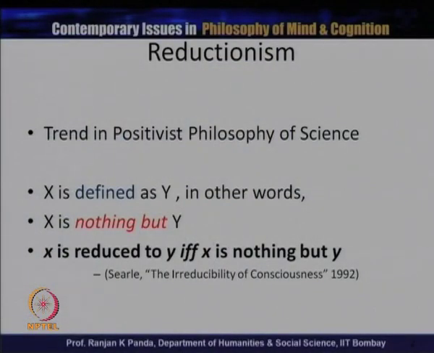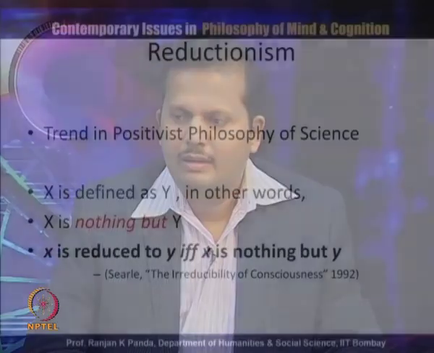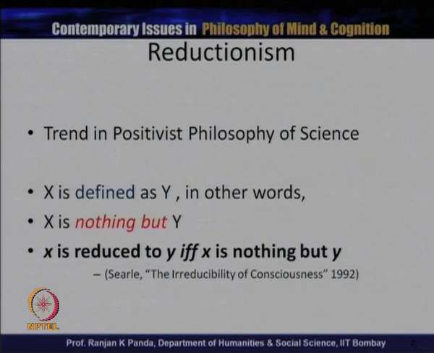Now, what is reduction? Searle, in his paper The Irreducibility of Consciousness, which figures in The Rediscovery of Mind, published in 1992, and which is also part of John Heil's edited book Philosophy of Mind: A Guide and Anthology, published in 2004, argues that consciousness is irreducible. But whenever this term reduction has been used in the studies of consciousness, what do we generally mean? We mean that X is defined as Y. In other words, X is nothing but Y.